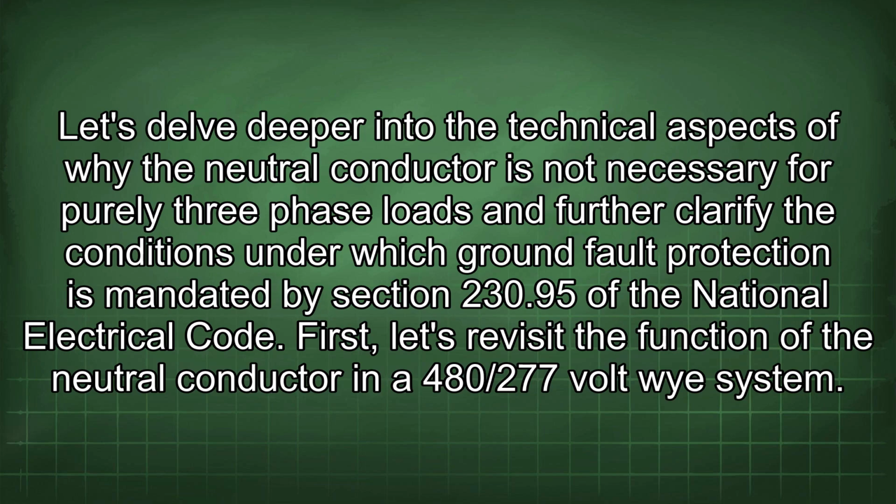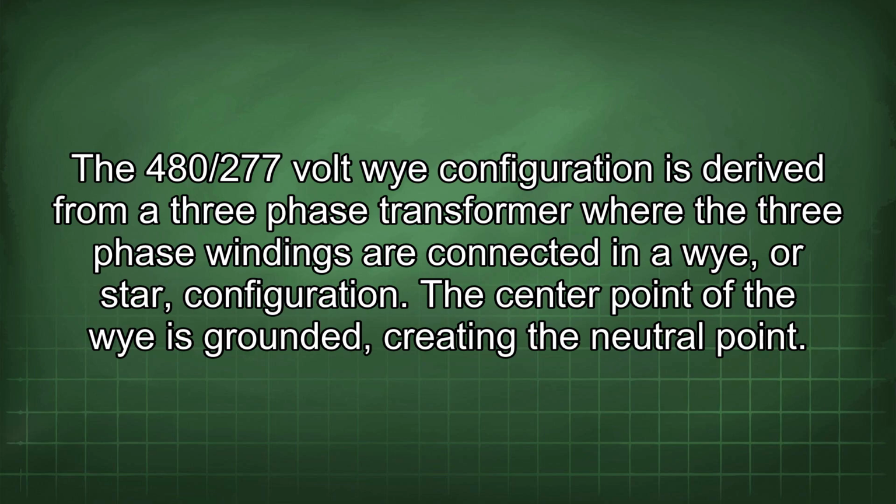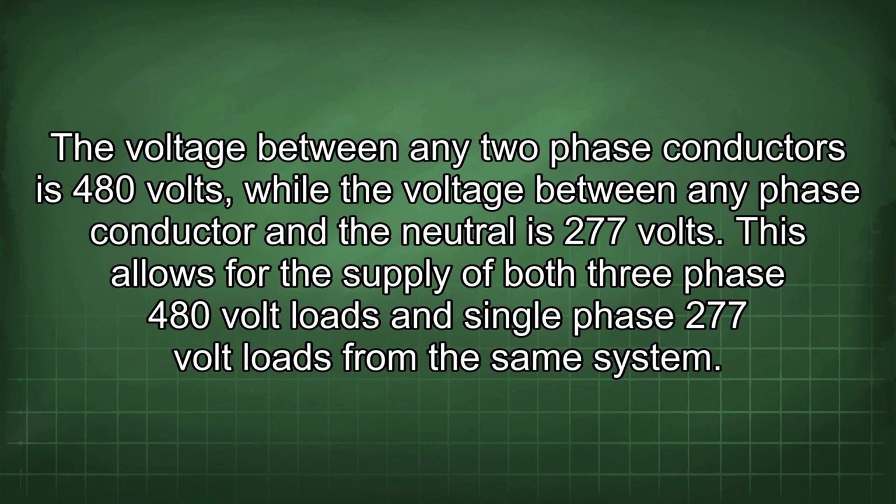First, let's revisit the function of the neutral conductor in a 480/277 volt Y system. The 480/277 volt Y configuration is derived from a three-phase transformer where the three-phase windings are connected in a Y or star configuration. The center point of the Y is grounded, creating the neutral point. The voltage between any two-phase conductors is 480 volts, while the voltage between any phase conductor and the neutral is 277 volts. This allows for the supply of both three-phase 480 volt loads and single-phase 277 volt loads from the same system.